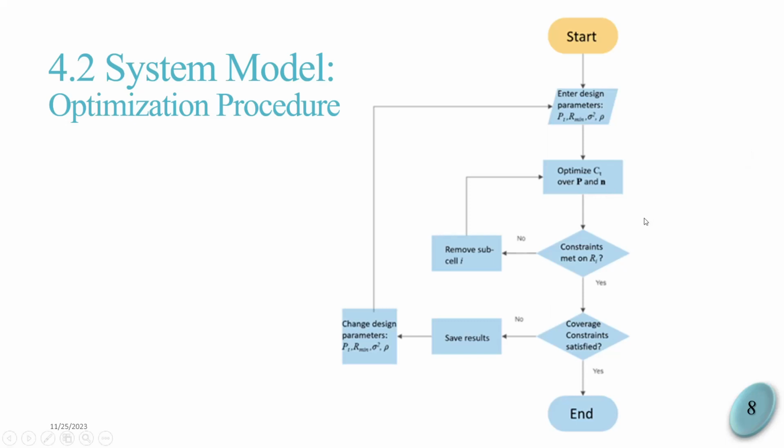After doing the optimization, we are going to test if the constraints on the minimum bit rate are met. If yes, we continue. If no, we are going to remove the subcell or the location from the optimization procedure, and redo the optimization without the specific subcell. If the constraints are met, we are going to see if the coverage constraints are satisfied. For maximum coverage, we must have resource blocks over all locations or all subcells. If this constraint is not satisfied, we are going to save the results, then change the design parameter and redo the whole thing. At the end, we have to make a compromise between the different saved results.